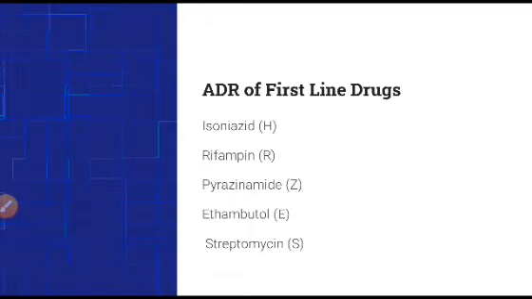Streptomycin is usually showing some nephrotoxic reactions.